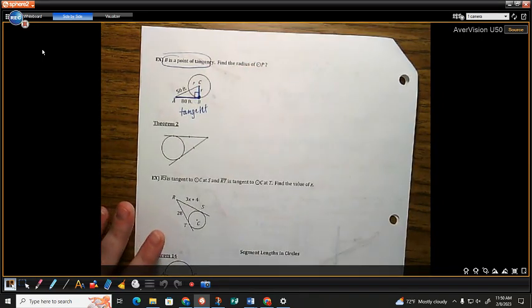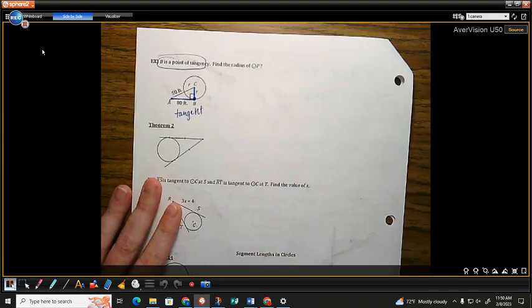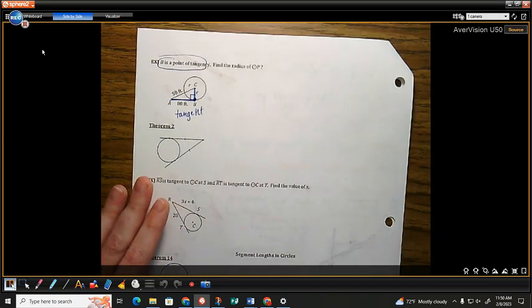Can I use that fact now to find r? Yes. What formula should I use? The Pythagorean theorem. See, those triangles keep showing up in our circles. Can't get away from them. So, okay, what would I plug into my formula then? You've already answered one. New victim.